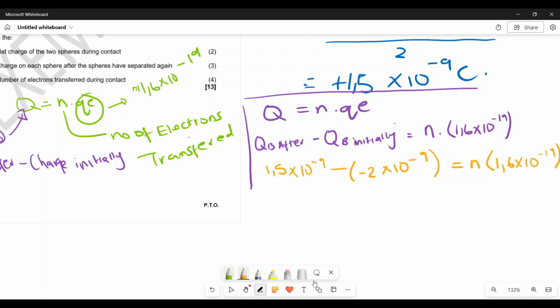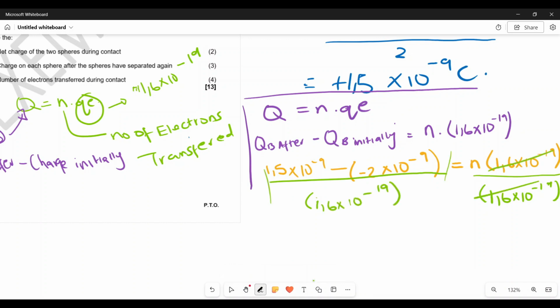Now, remember, you're solving for N, and N is multiplied to this bracket. So to get rid of this bracket, you're going to divide both sides by 1,6 times 10 to the power negative 19. Also, what you do on the left, you must do on the right. So these two would cancel out. Now, punching this into your calculator, your number of electrons transferred should be equal to 2,19, rounding off your answer to 2 decimal places, times 10 to the power 10. These are the number of electrons that were transferred.